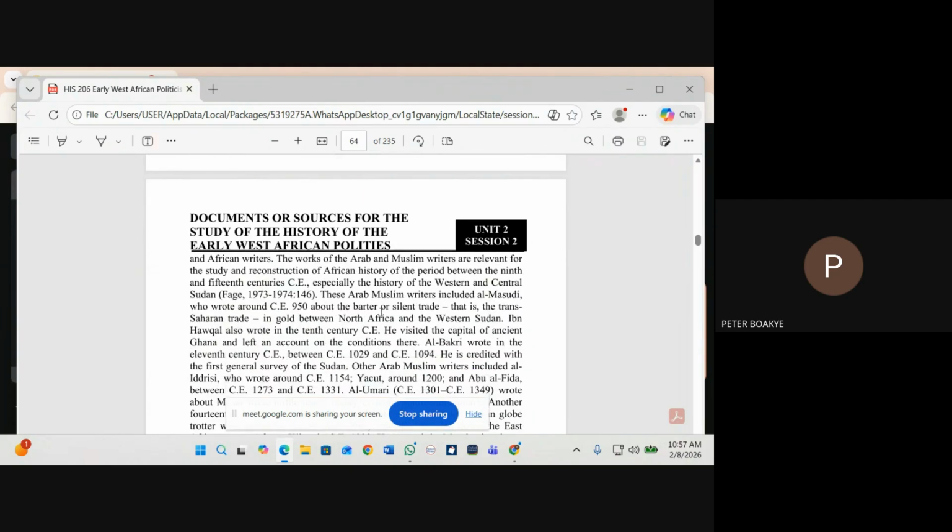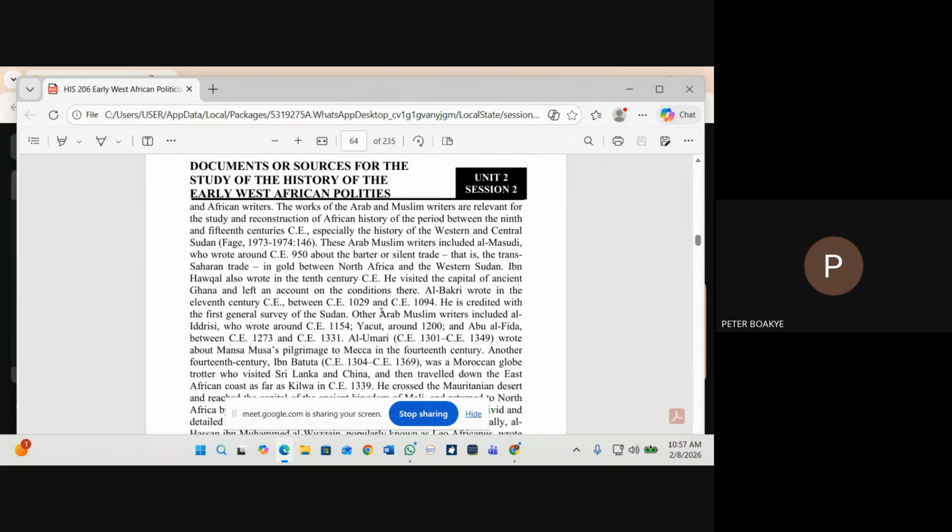So look at some of these works. The works of the Arab and Muslim writers are important, especially between the 9th and the 15th centuries, especially for the history of the early Western and Central Sudan. These Arab writers included Masudi, who wrote around 950 CE, and wrote about the trans-Saharan trade in gold between North Africa and the Western Sudan.